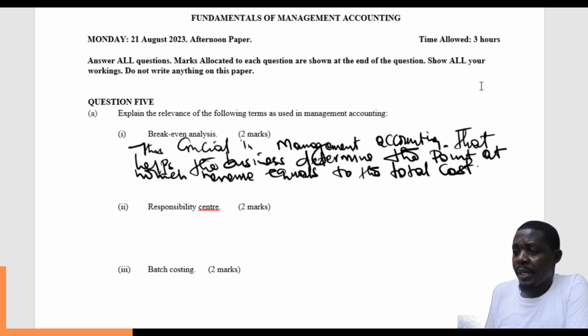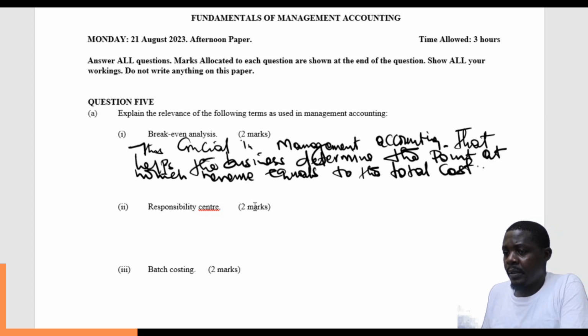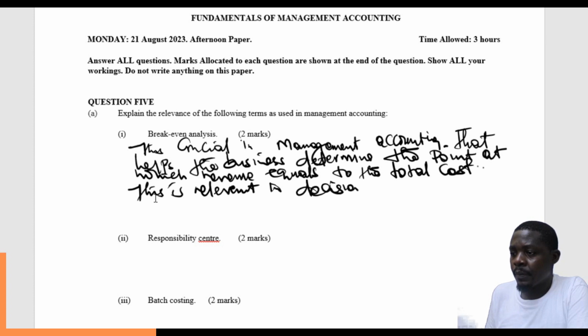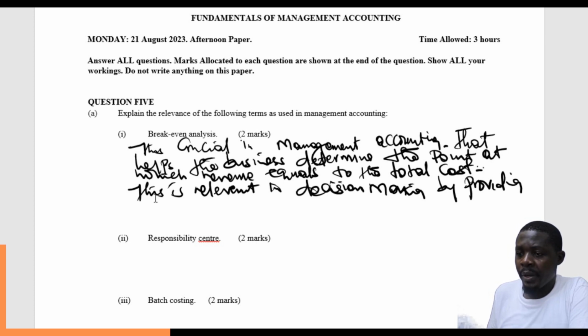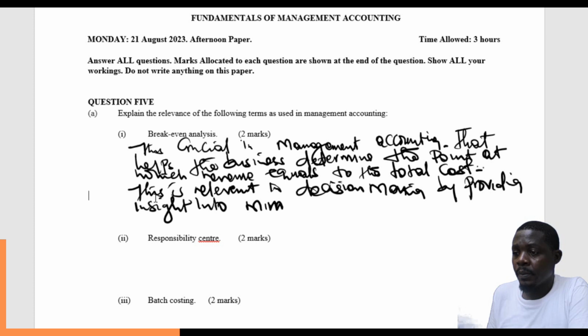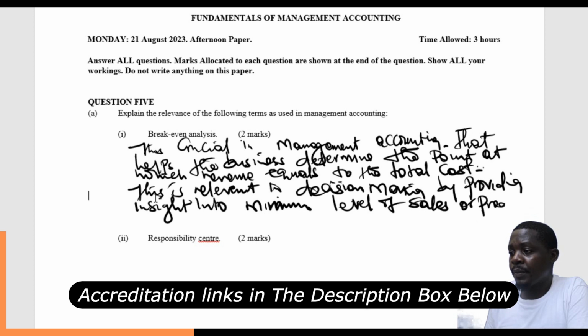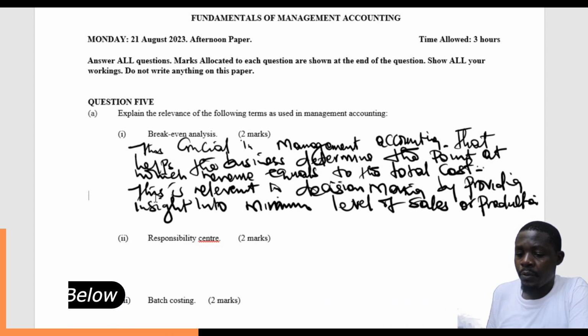This is relevant in decision making by providing insight into the minimum level of sales or production needed to avoid losses.